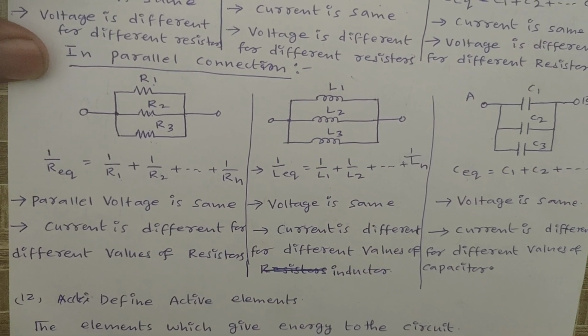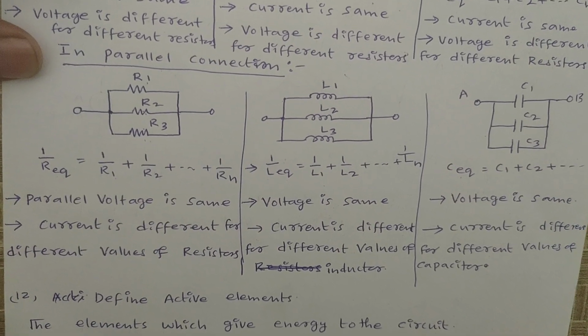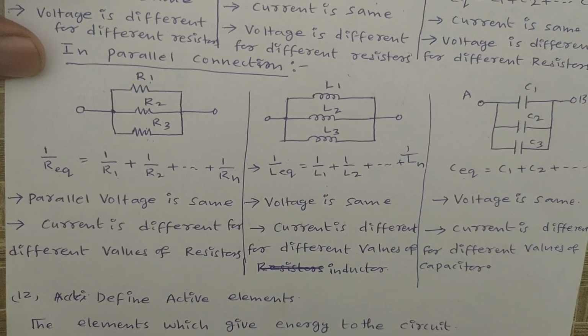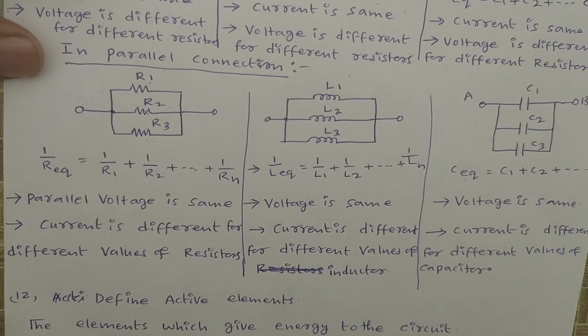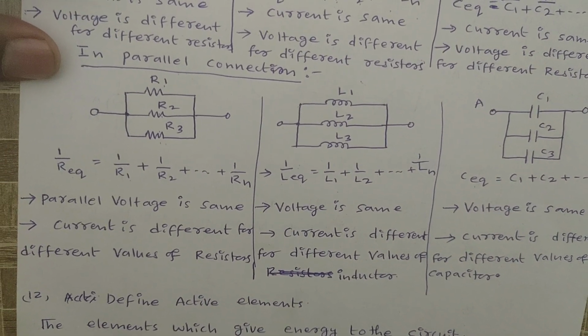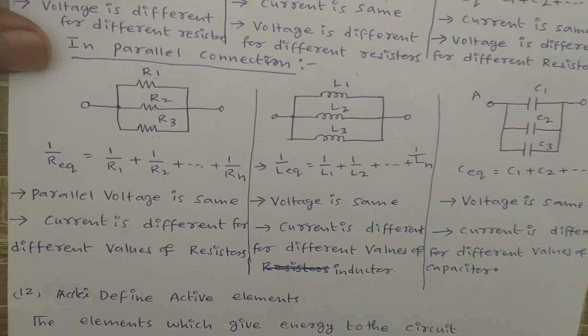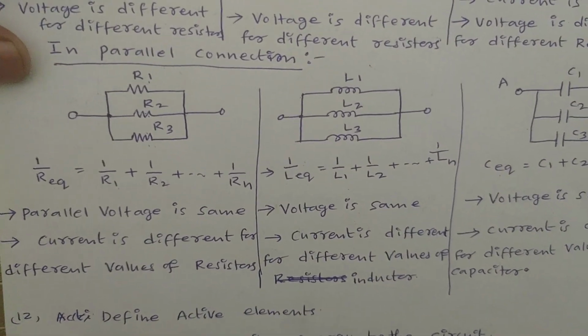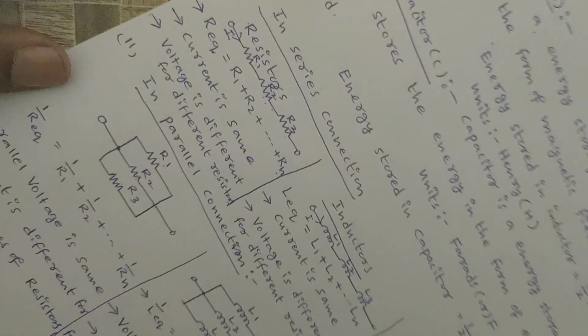In series connection, remember one formula: resistances and inductances will be added. In series connection current is same. Next, in parallel connection voltage is same, right? The R equivalent formula will be 1 by R equivalent equals 1 by R1 plus 1 by R2 plus so on plus 1 by Rn. That is about series and parallel connection.